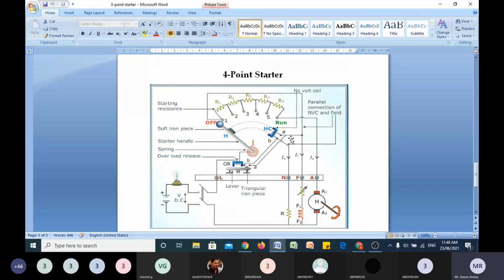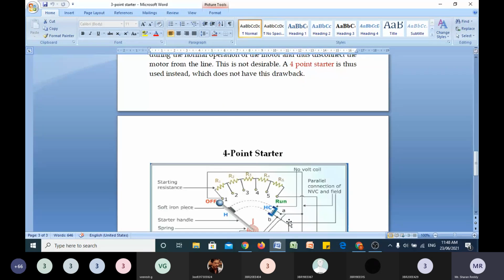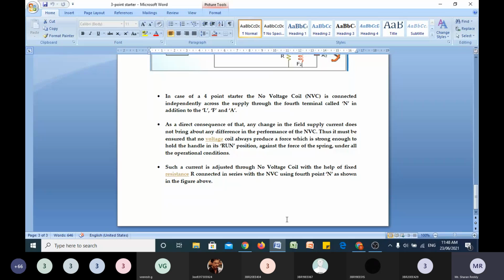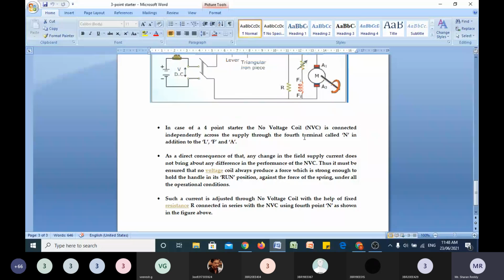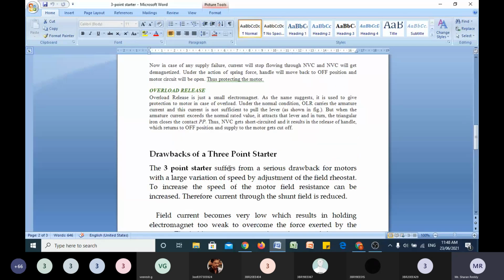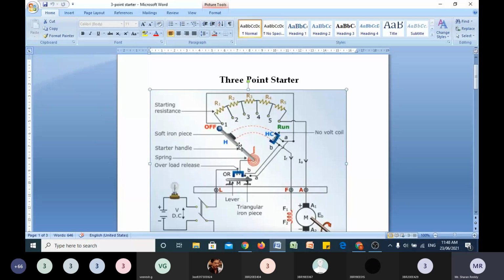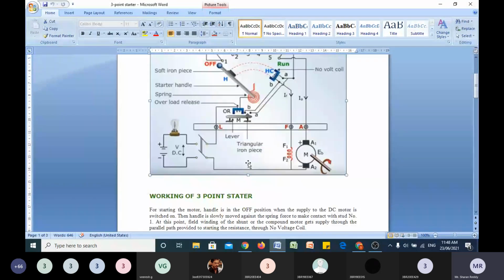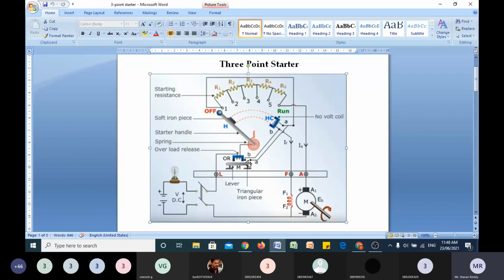So this is the same diagram you can practice. One extra resistance is added here. The explanation is the same; only these 3 points you have to write. In case of a 4-point starter, the no volt coil is connected separately. This is the major drawback of a 3-point starter: when you want to use it for high speed applications, you have to reduce the flux, which affects the operation of the handle, and the handle releases. To overcome this problem, we go for this one. Practice the 3-point starter perfectly, connect the extra wire independently, and write those 3 points.